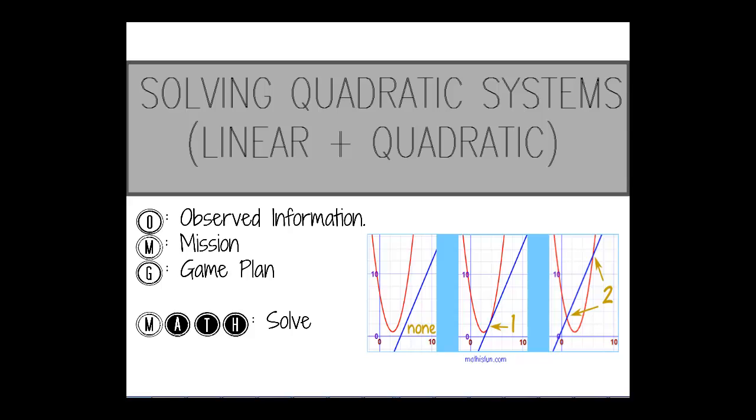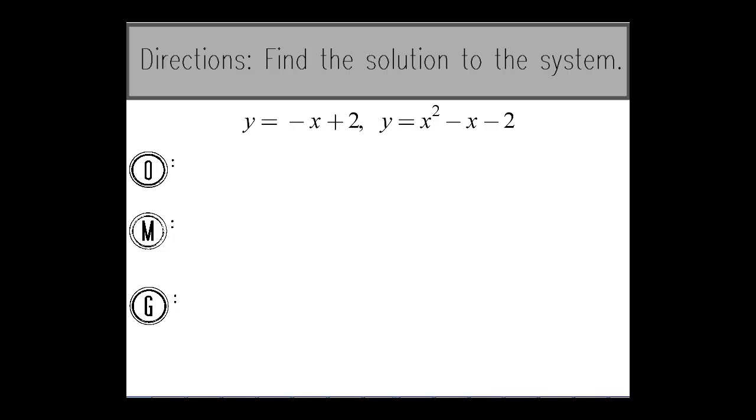Today we're going to practice solving quadratic systems that contain a linear and quadratic function. Down here from this graphic from Math is Fun, we can see that there are three types of solution. There's no solution if the quadratic and linear do not intersect, one solution if they intersect at one point, and two solutions if the linear equation goes through the quadratic. We are going to be using the OMGmath method to solve these problems.